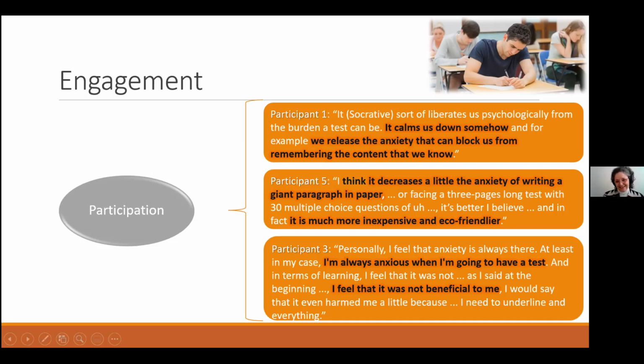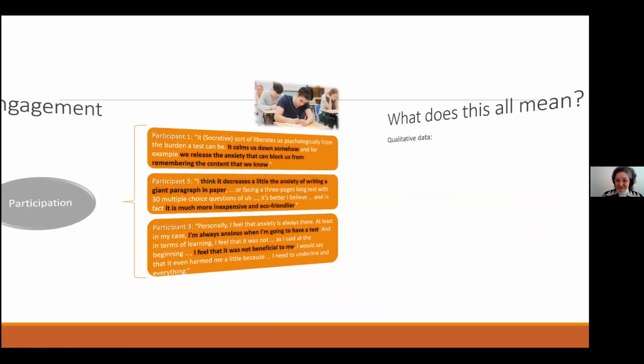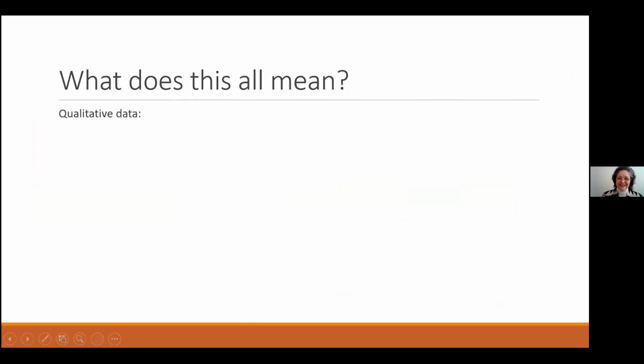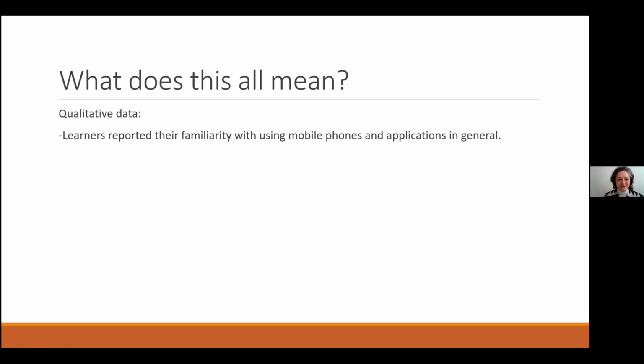So this suggests that there is a strong preference towards the use of the online student response system. And this was confirmed by the CRISP questionnaire's findings on usability. So what does this all mean? Learners reported their familiarity with using mobile phones and applications in general.